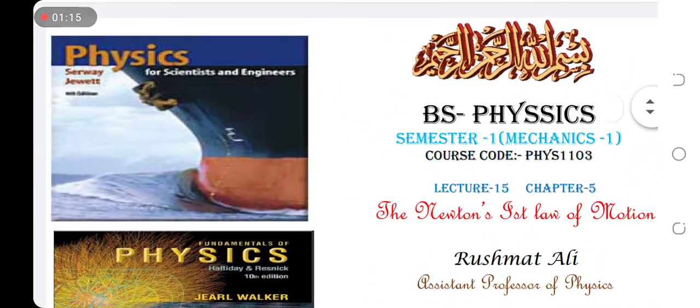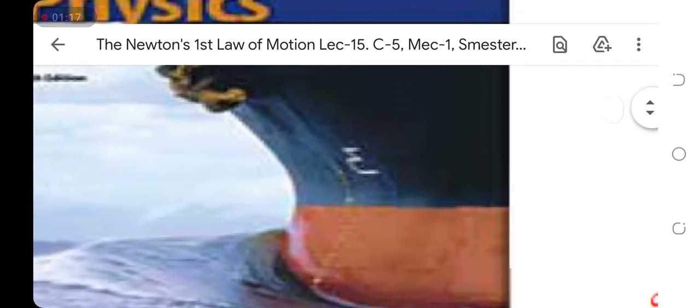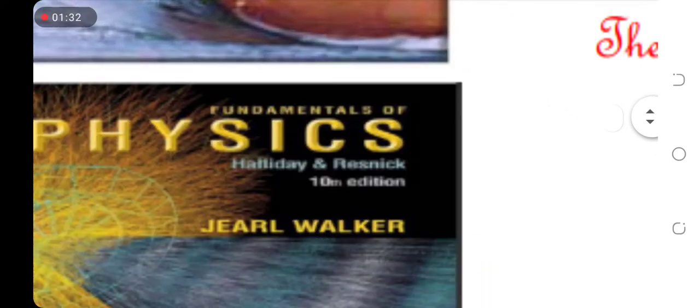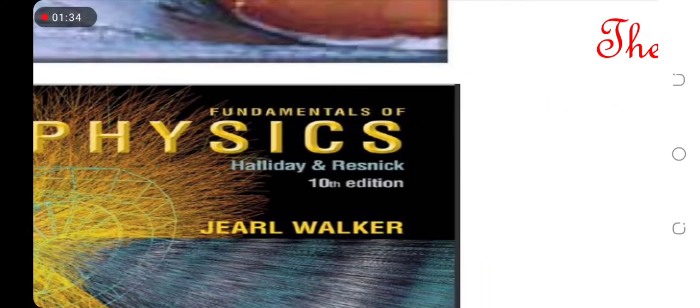The material of this lecture has been taken from the first book, Physics for Scientists and Engineers, by Serway and Jewett. The second book is Fundamentals of Physics by Halliday and Resnick, also by Jearl Walker.